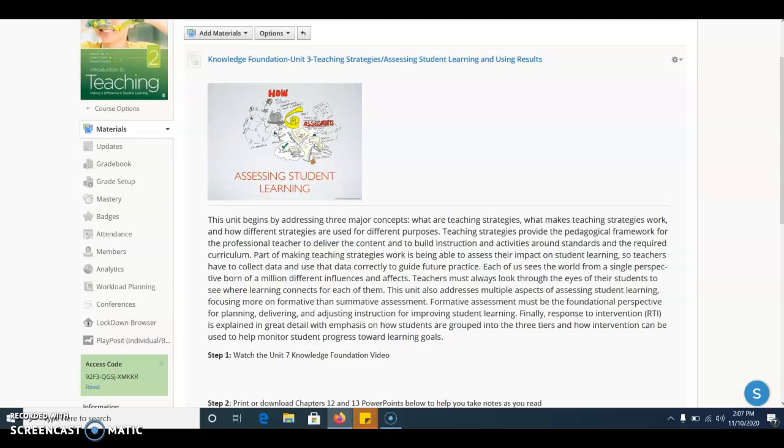Formative is the foundation of what we do when we're planning and delivering, and summative is the end-of-term, overarching assessment to know that they have met their goals.